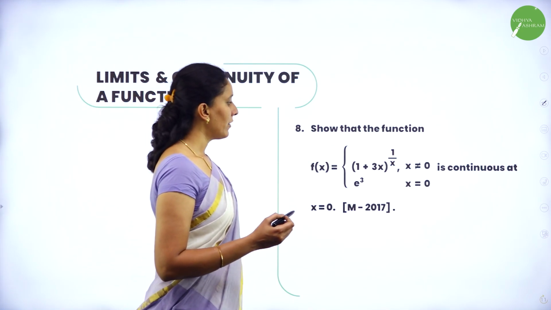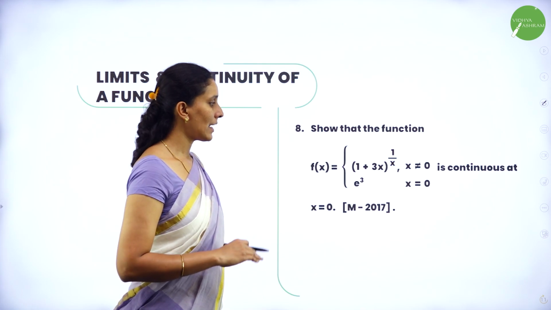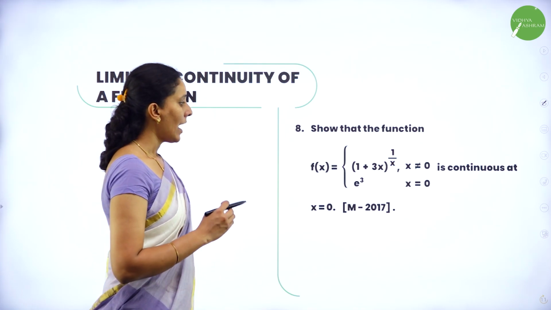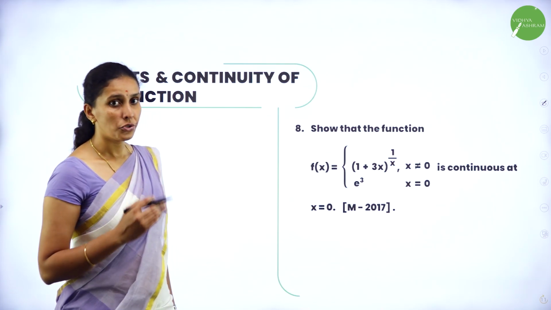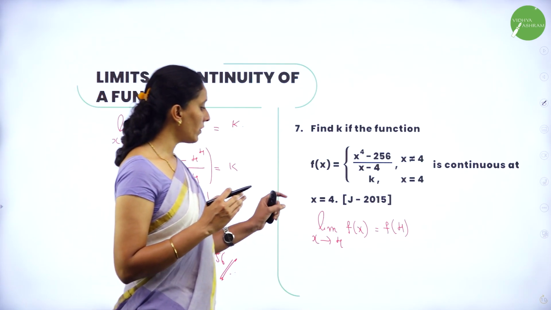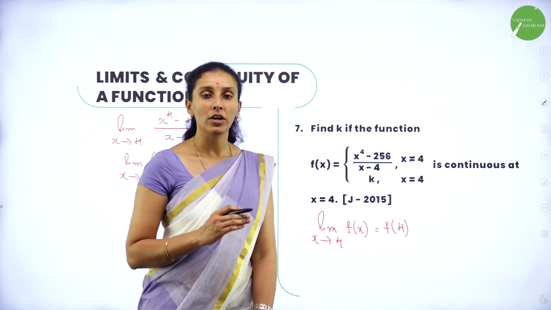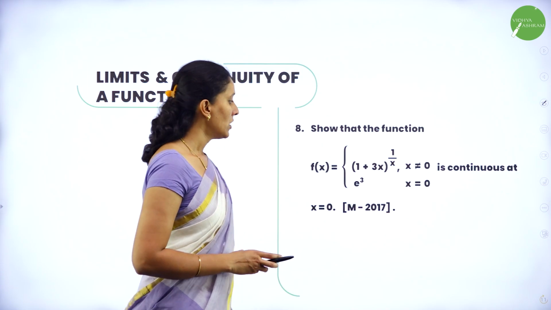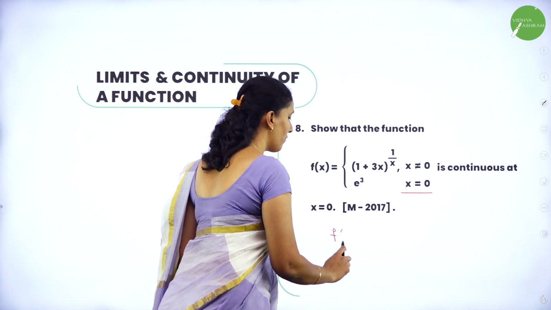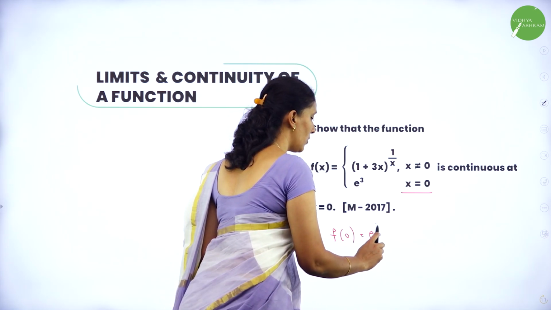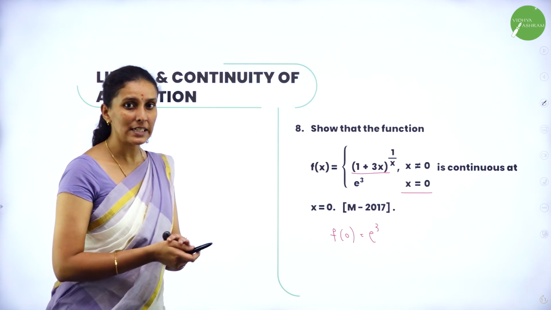Next, show that the function f of x equals (1 plus 3x) to the power 1 by x at x not equal to 0, and e cube at x is equal to 0, is continuous. To show that the function is continuous, we need to show that the limit of the function should be equal to the functional value at the given point. So let us find out. Clearly they have mentioned here f of 0 is equal to e cube. If my limit value is also the same, then the function is continuous.